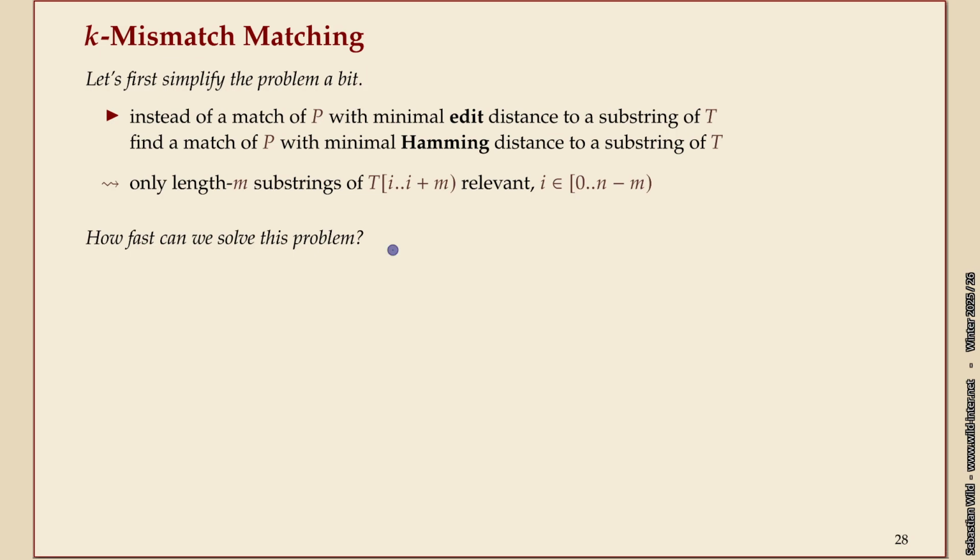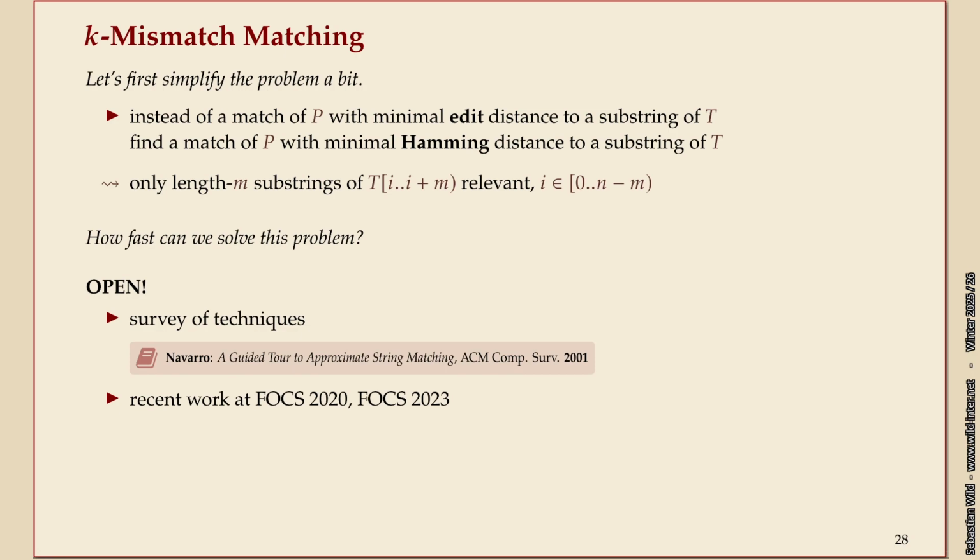Now you can ask this problem in two different ways. One would be you're only interested in finding one match with the minimal Hamming distance among all possible matches. Or you could say I'm supplying a threshold and I want to see all matches where the Hamming distance is below the threshold. I think what I'm claiming here is basically true for both versions. This is an open problem.